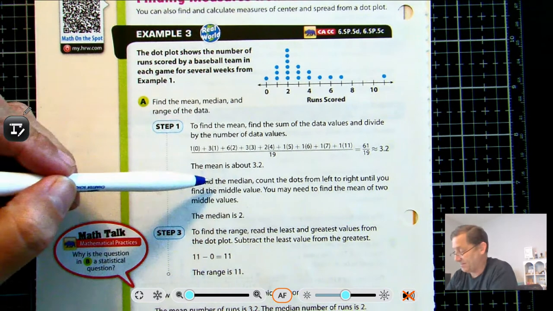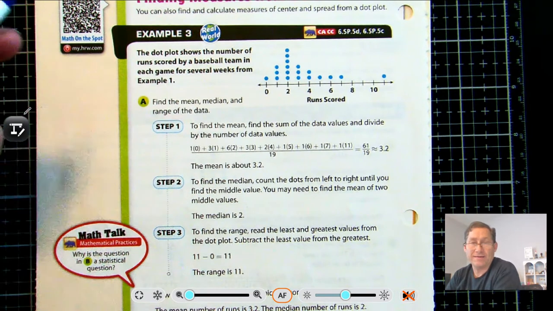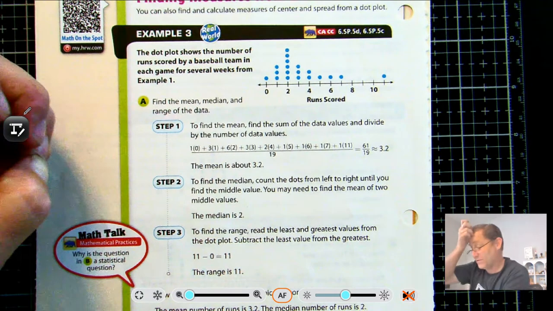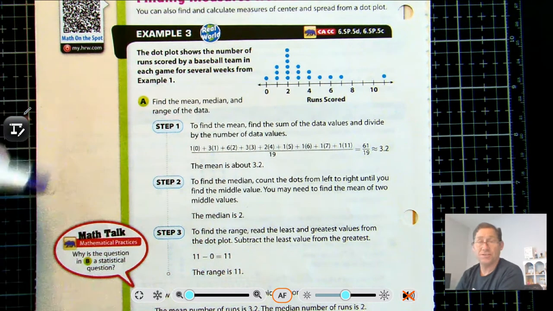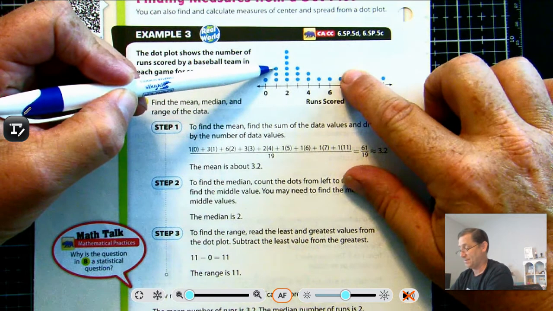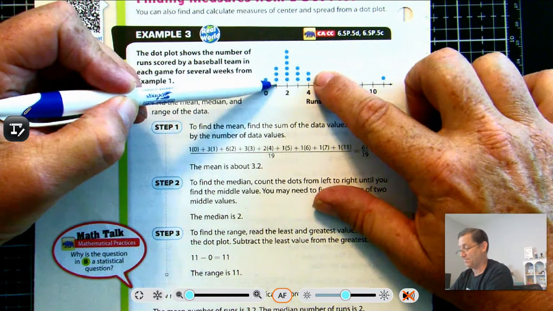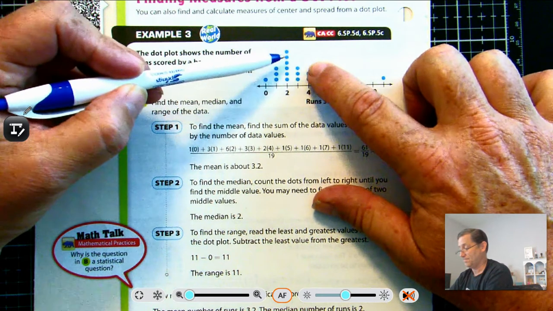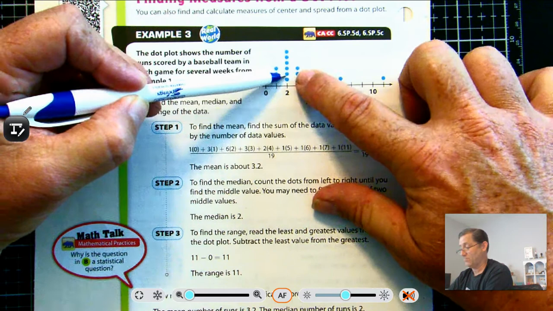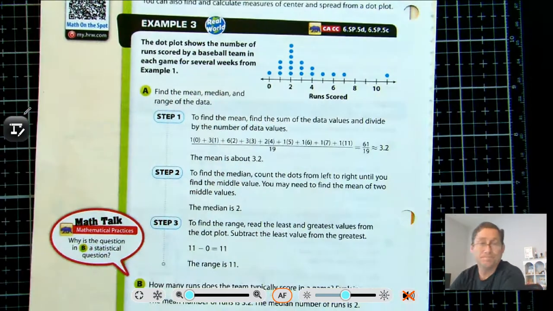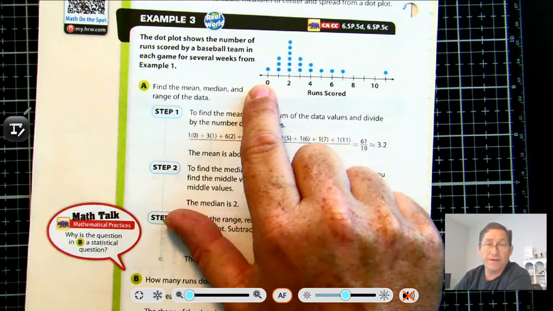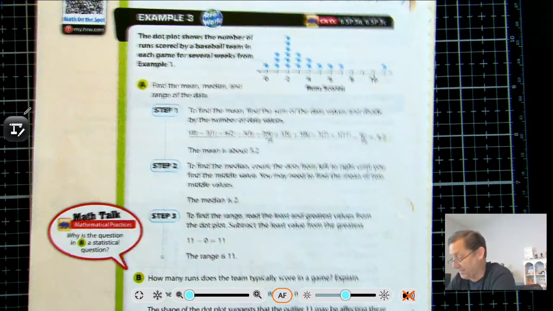Step 2, the median. We're going to count the dots from left to right until you find the middle value. You may need to find the mean of 2 middle values, and in this case, the median is 2. So if we cross off from the ends, we're left with just 1 in the middle, 2. And to find the range, we find the largest value, the smallest value, and subtract. And our range is 11.